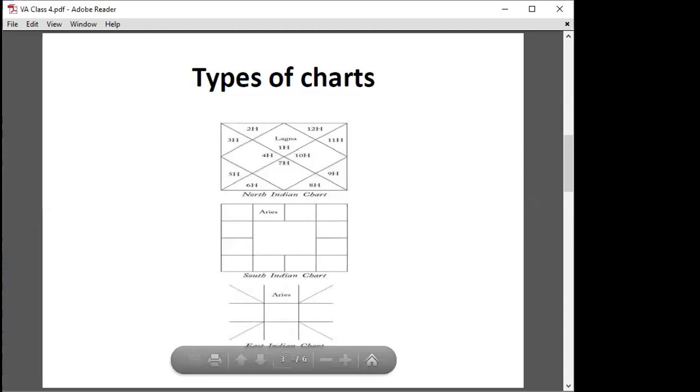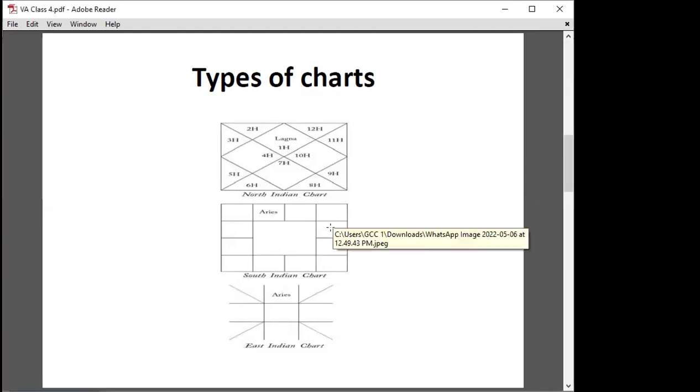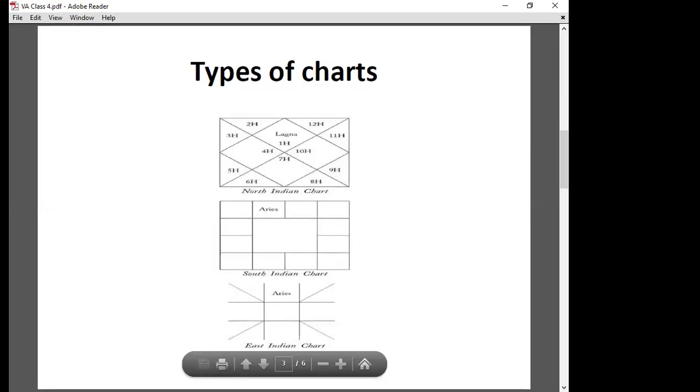So as I was saying, the South Indian chart will always have signs in a fixed order, and the remaining houses will be counted in a clockwise manner. For example, this is Aries, then we come to Taurus, then Gemini, then Cancer, and so on. Now the East Indian chart. Yeah, clockwise. I'm sorry if I used the word anti-clockwise. It's the clockwise calculation.